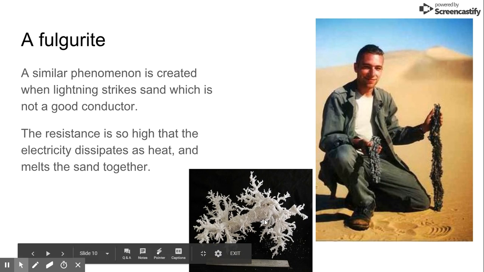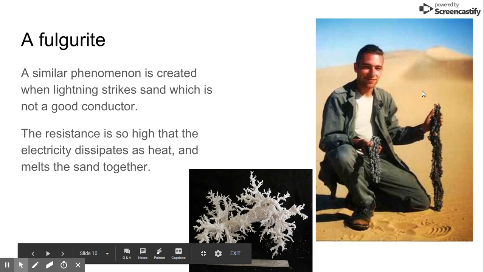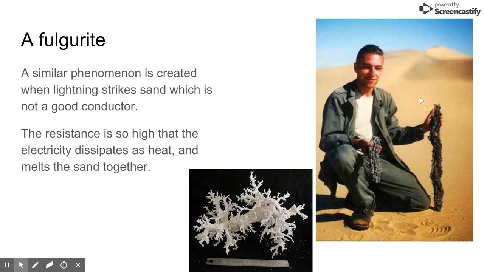Here's one freshly dug up. Here's one that's been cleaned off, and you can see the pathways the electrons burned through the sand, turning it to glass. The big question is, what on earth are frozen lightning strikes like this doing in that desert in Libya?